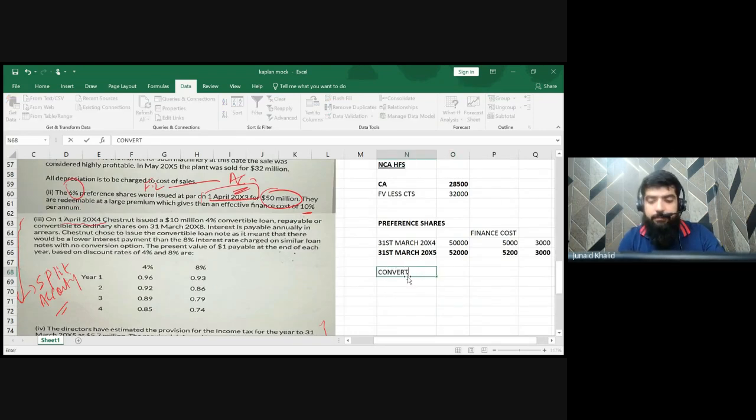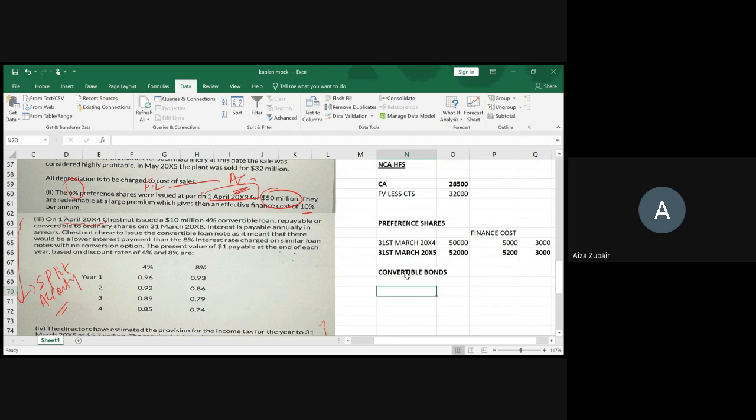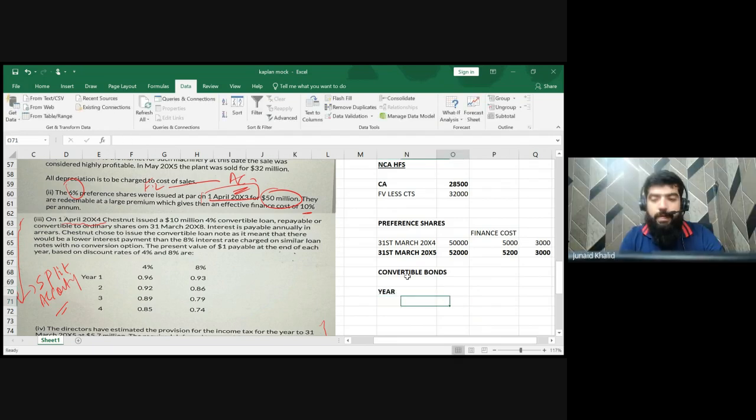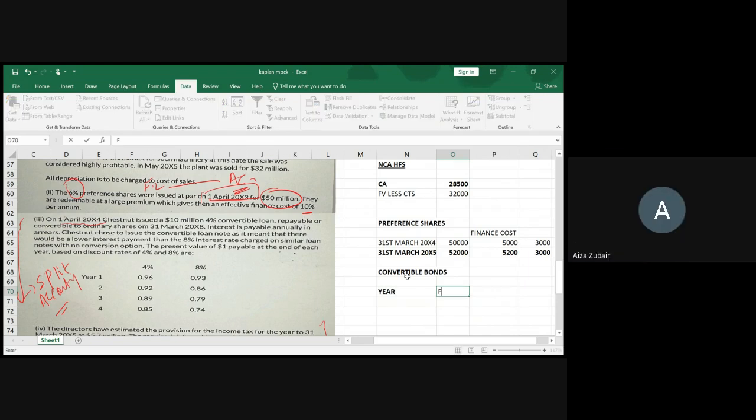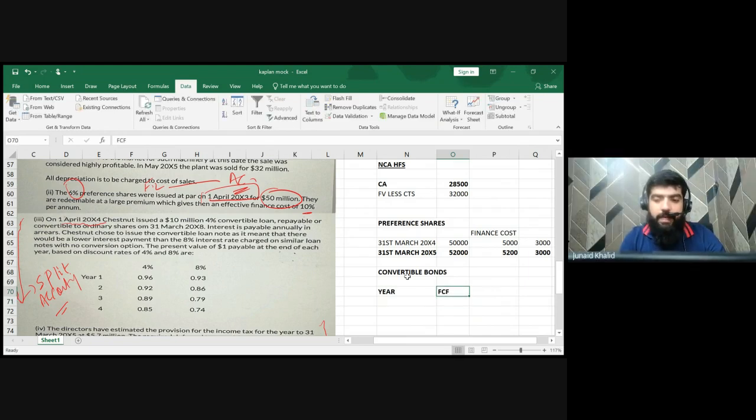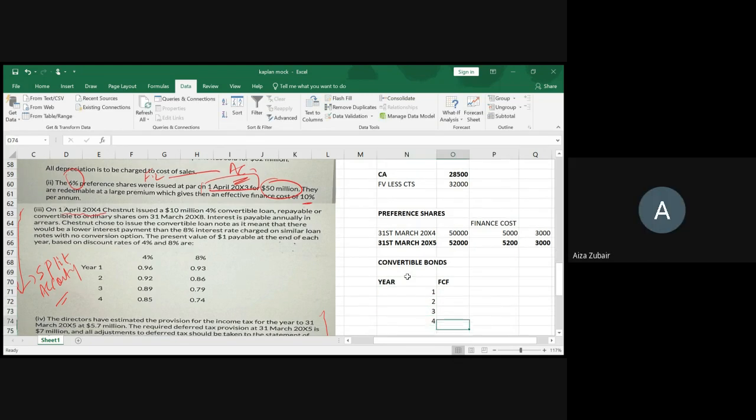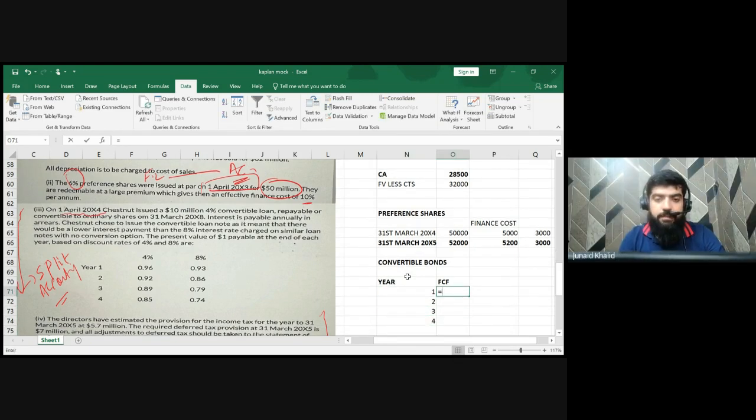Now, you will guide me on how this will be done. Convertible bonds. First of all, what are we going to calculate? We're going to do 10 million times 4%. The cash flows, very good, excellent. So we are going to calculate the future cash flows for 4 years. So it means the 10,000 times 4%, right?